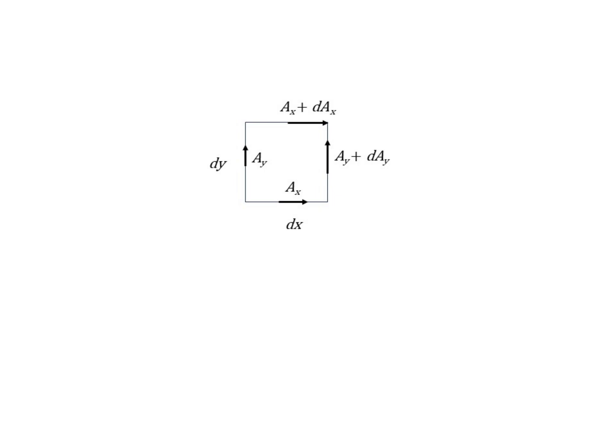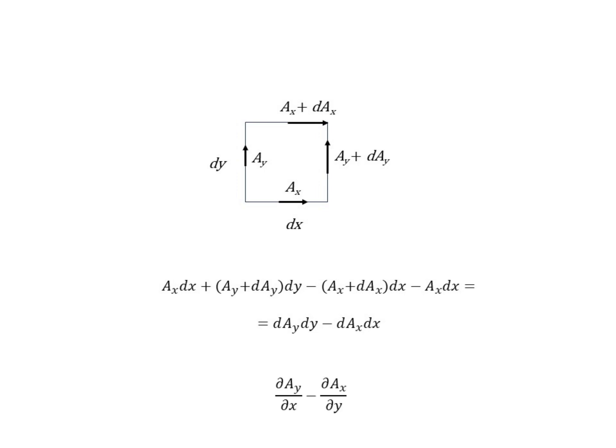The result of this operation is as follows. Once we divide this formula by the area unit dx times dy, we get this, which is none other than the z component of the rotation of the field. Thus the rotation represents the circulation of the field along an infinitesimal curve surrounding a given point.